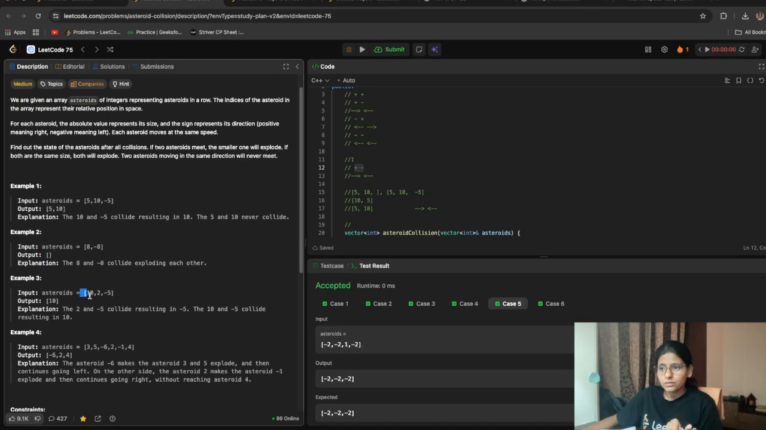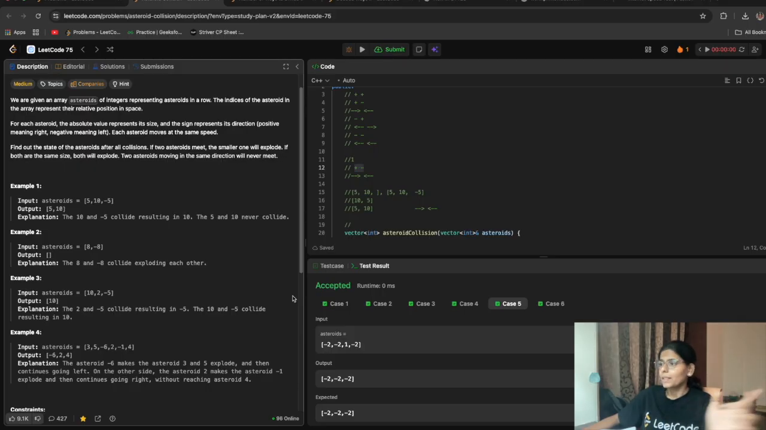And then we have 10, 2, minus 5. In 10, 2, minus 5, 10 is going in the right direction, 2 is going in the right direction, minus 5 is going in the left direction, so 2 and minus 5 are going to collide. When 2 and minus 5 collide, as 5 is greater, 2 will be destroyed, 2 will explode, and minus 5 will be there. Minus 5 is going in the left direction, 10 is going in the right direction.